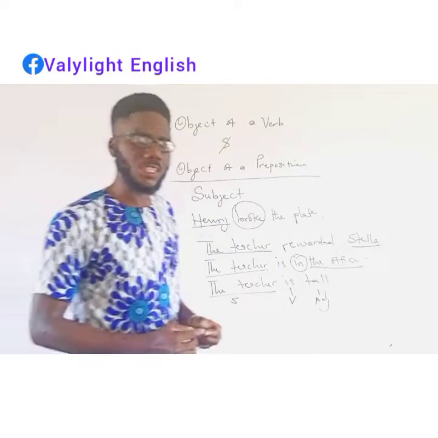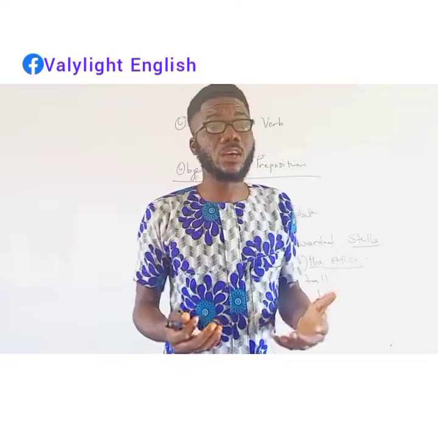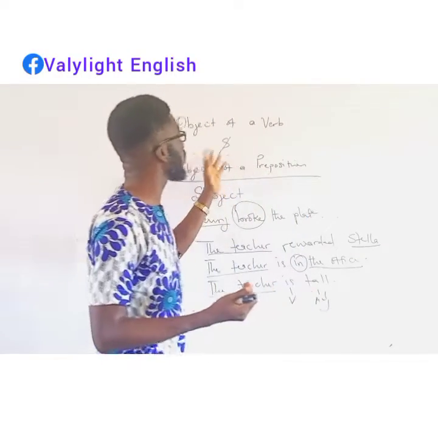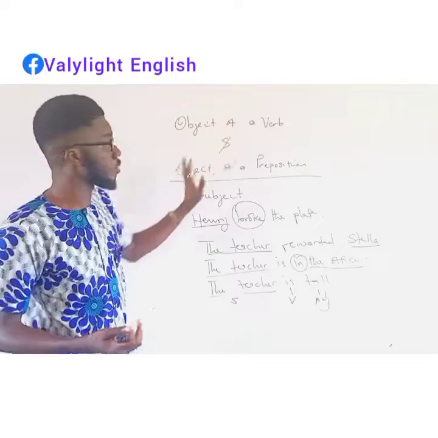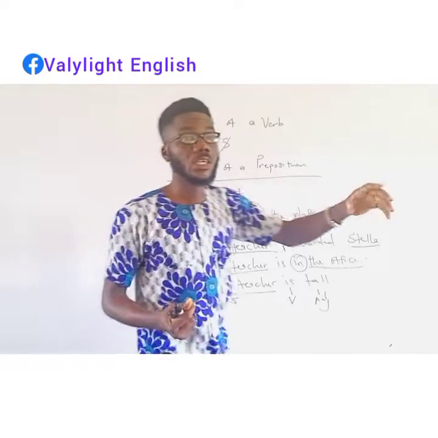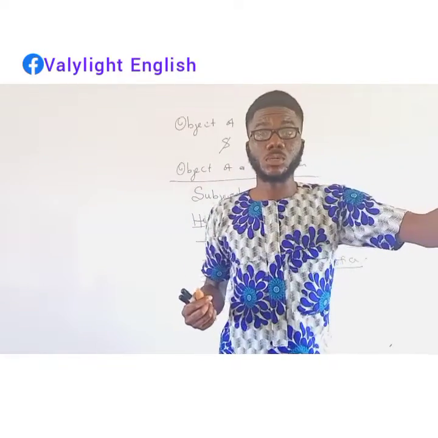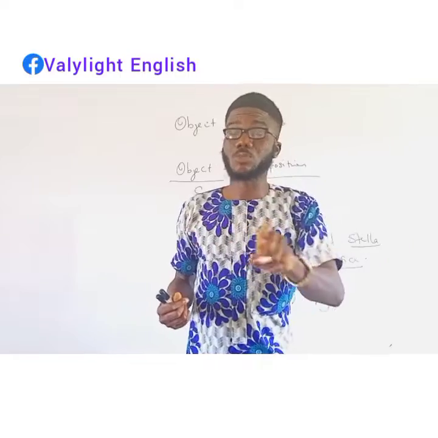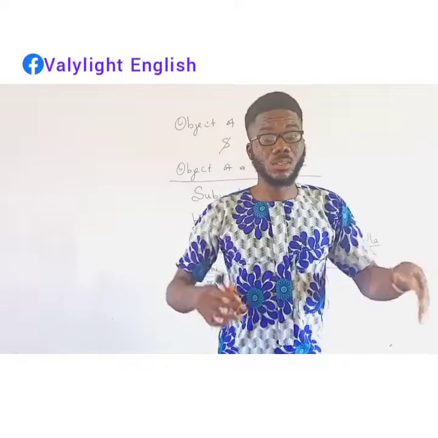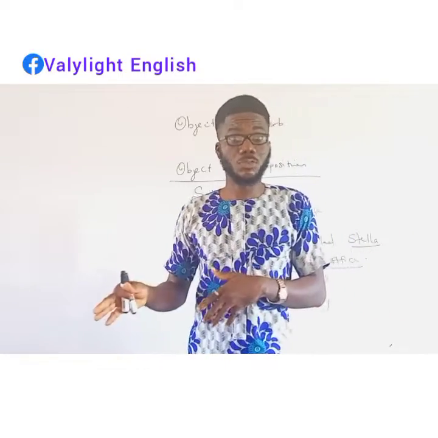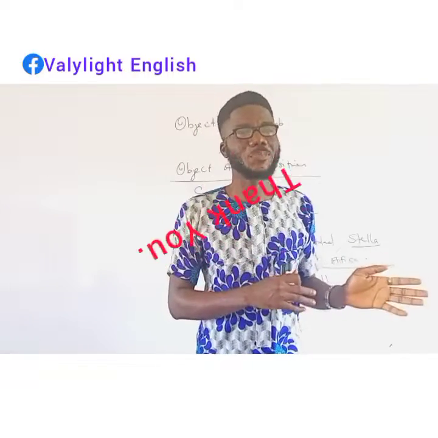So I believe with this, you get to understand, whenever you come across any of these, which of them is object of a verb and object of a preposition. When you say the book is on the table, that table there is an object of the preposition on. Now, this is about the object of a verb and the object of a preposition.